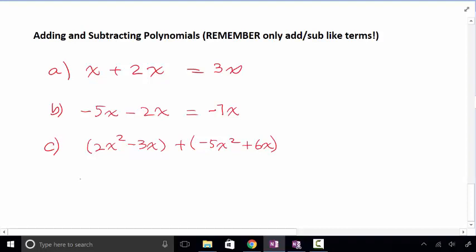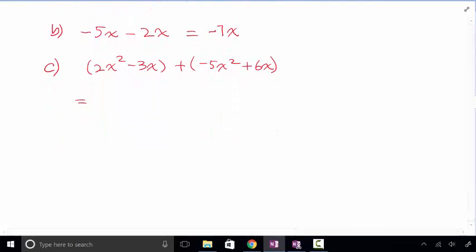Okay. Let's take a look at this one. What I'd like you to do for this one on the test and things like that is try to get rid of the brackets. Can I simply just get rid of the brackets here? The answer is yes. Okay, why?